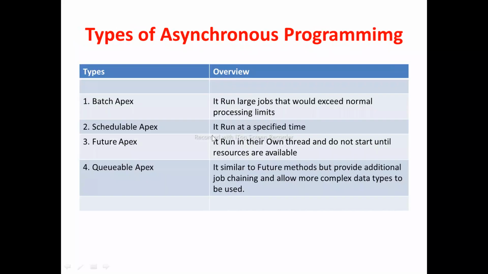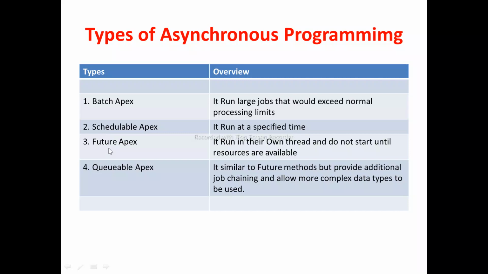Next are the types of asynchronous programming. These four are the types of asynchronous programming. First is batch Apex. It runs large jobs that would exceed normal processing limits. That is when batch Apex is used. Second is schedulable Apex. It runs at a specified time.